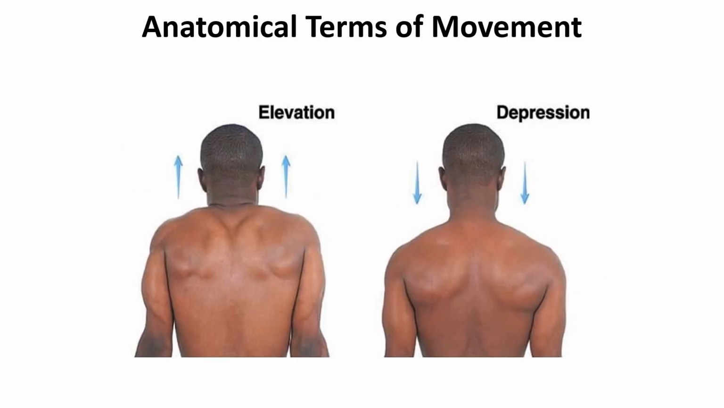Elevation and depression are upward or downward movements. Elevation refers to movement in a superior direction. Depression refers to movement in an inferior direction, the opposite of elevation. In this case, the upward movement of the scapula and shoulder is elevation, while downward movement is depression. These movements are used to shrug the shoulders.